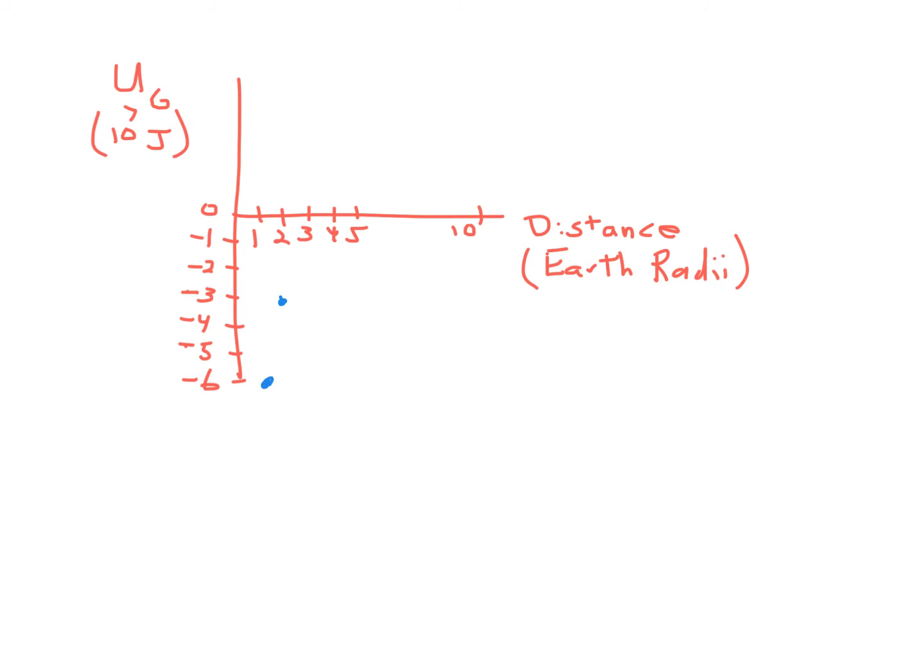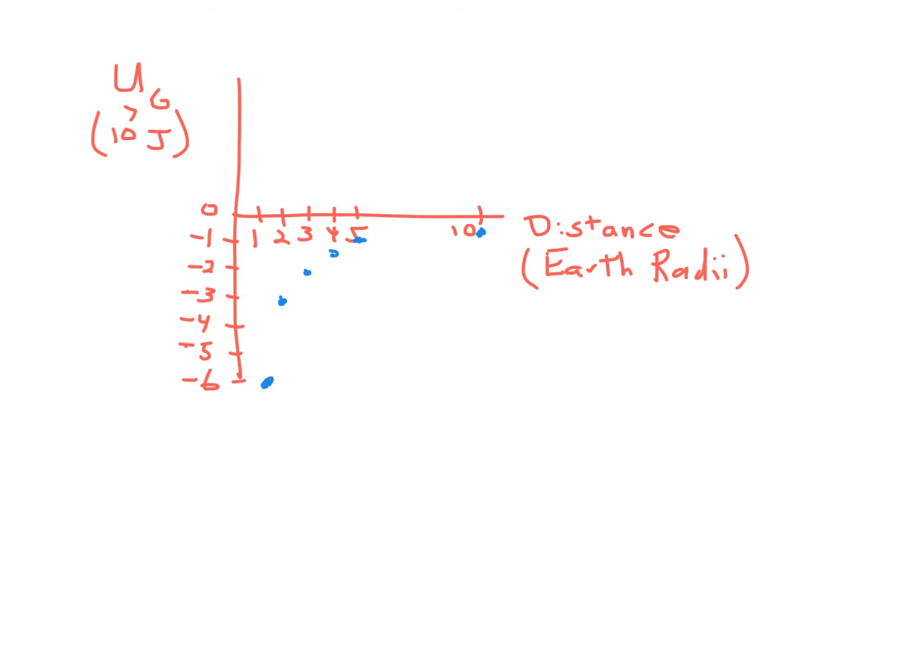At 3 Earth radii, if you went back to it, it was negative 2 times 10 to the 7th joules. At 4, it was negative 1.5. At 5 Earth radii, it was roughly negative 1. And you see it's a curve where the asymptote is the x-axis. As I get a bigger and bigger Earth radii, my curve will approach the x-axis, but it'll never get there. My limit is 0. At 10 Earth radii, I believe my energy was negative 6, somewhere up in there.